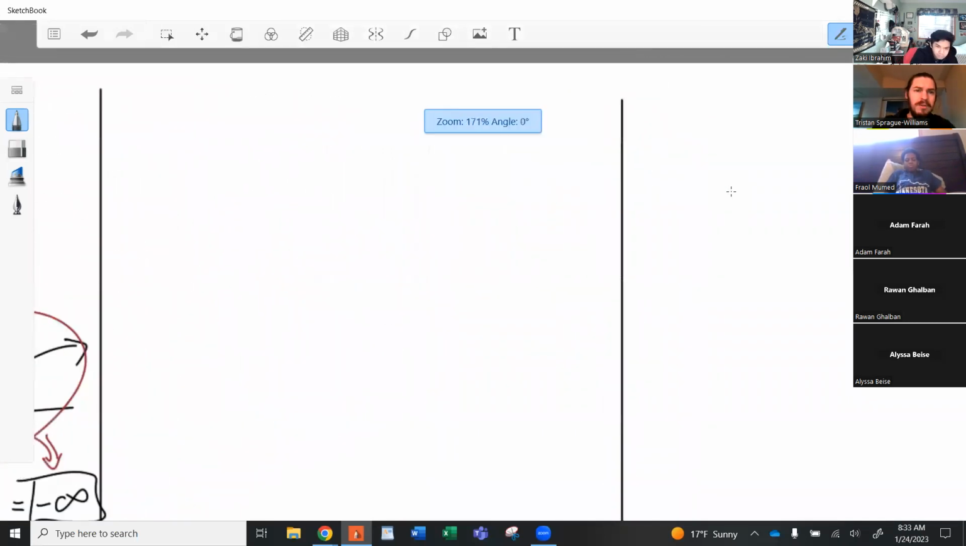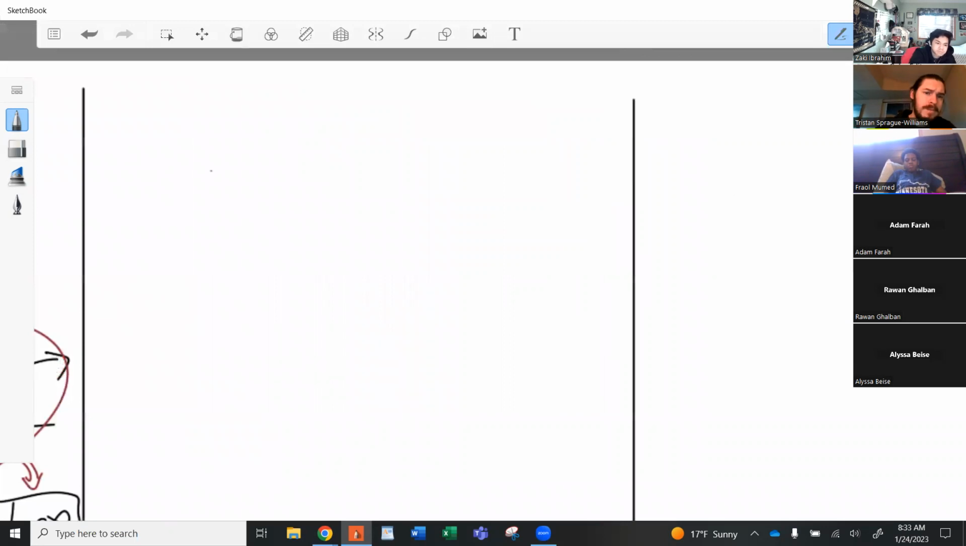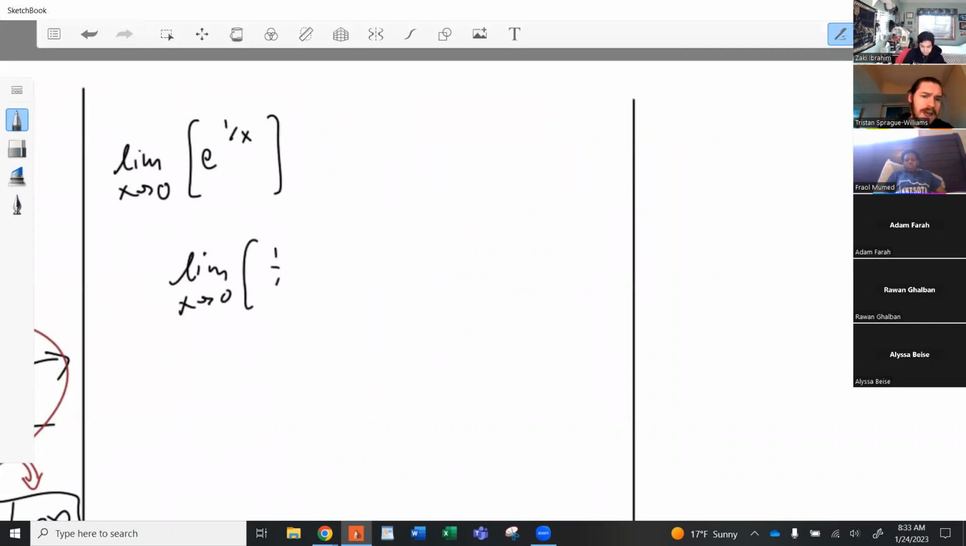Let's pick another example from yesterday. Let's do e to the power 1 over x and take the limit as x approaches 0. Okay, so we start by looking at the limit as x approaches 0 of 1 over x, which is the inner function, right? Because this is a composition. We've got e to a power, and we've got the 1 over x on the inside, in that power. So we look at that inner function. Its limit is what? You guys remember?